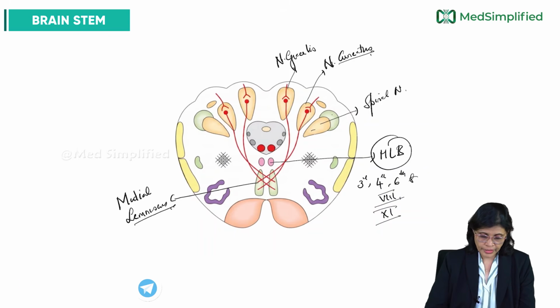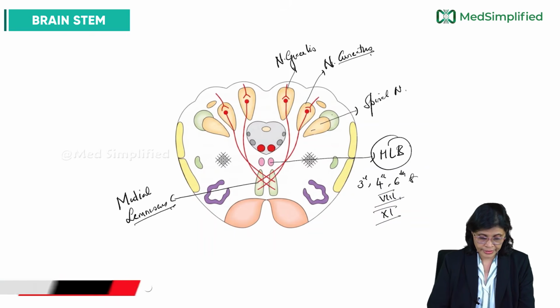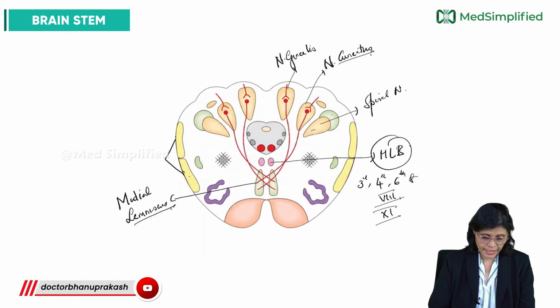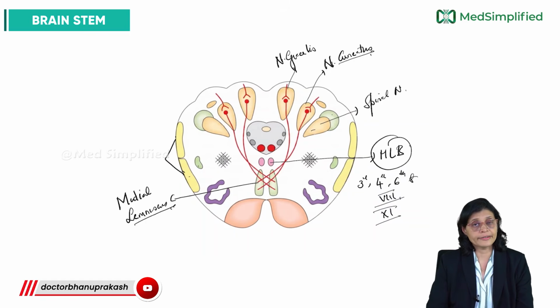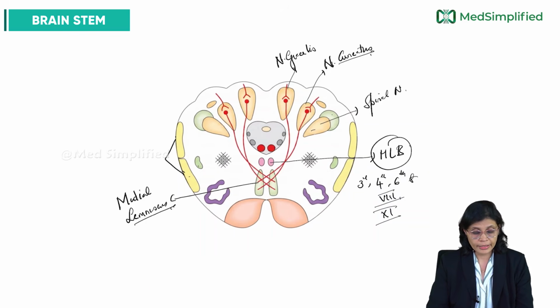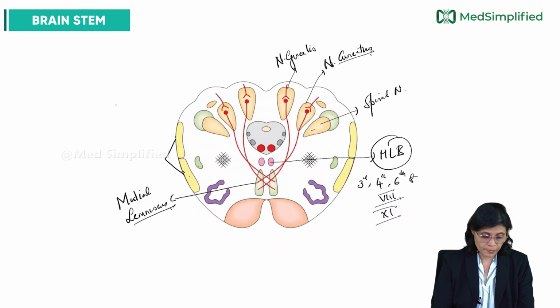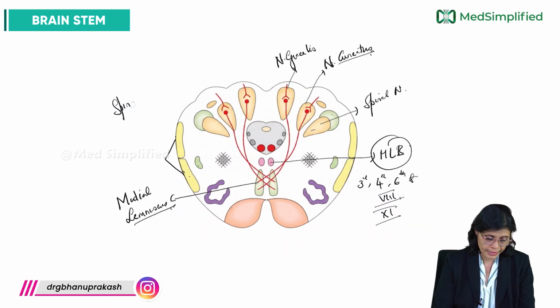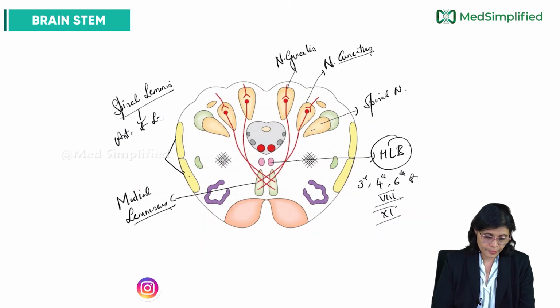In addition, we are also seeing the spinocerebellar and the lateral spinothalamic tract here. These are the spinocerebellar tracts and this is the lateral spinothalamic tract. Now the lateral and anterior spinothalamic tracts together form the spinal lemniscus. So when we say spinal lemniscus, this is nothing but the anterior and lateral spinothalamic tracts together.